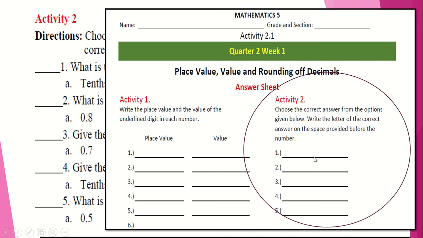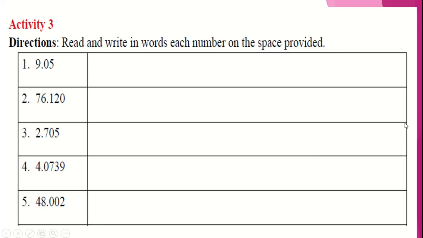Just the letter. Okay? For activity 3, it says: read and write in words each number on the space provided. You will answer this on the answer sheet. It says 9 and 5 hundredths. So you will write it like this: 9 and 5 hundredths.